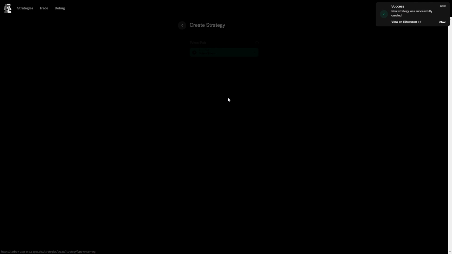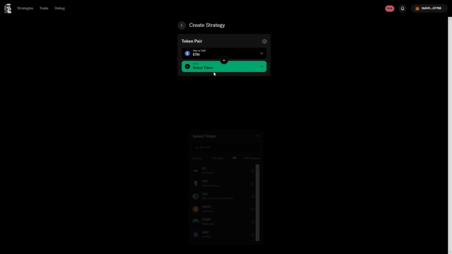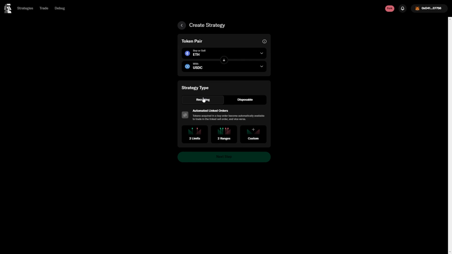Let's make another one. Again, picking the token first and the stablecoin second, so that way the numbers are easy to understand. There are two types of strategies: recurring, which has rotating liquidity, and disposable. Disposable strategies are less complicated, and we're going to cover all four of them pretty quickly. Basically, a disposable strategy just does one thing. It executes one kind of trade, and then it's done forever. And that trade is irreversible.